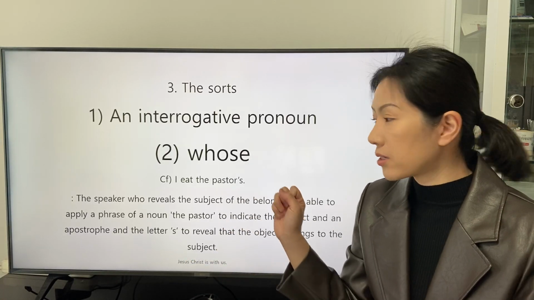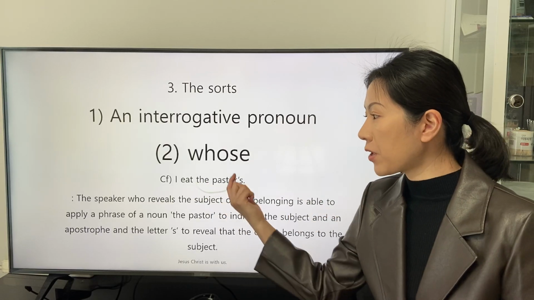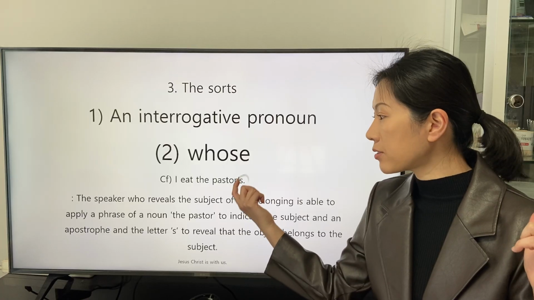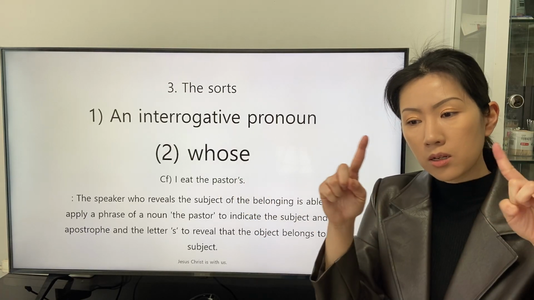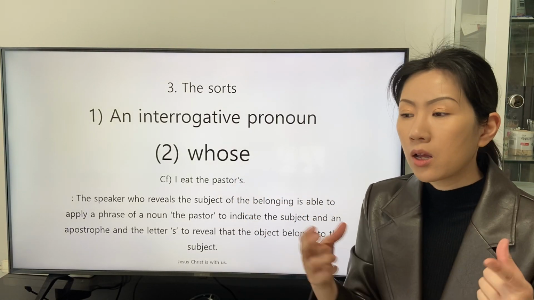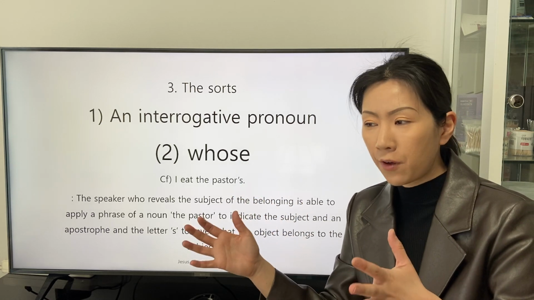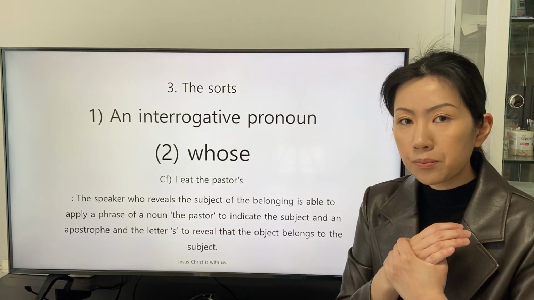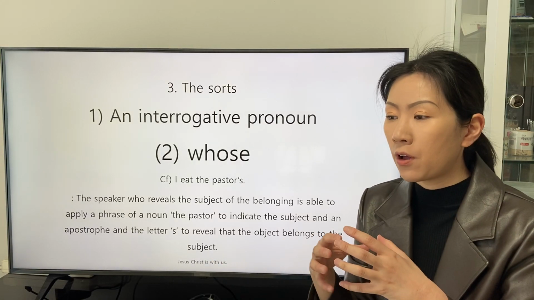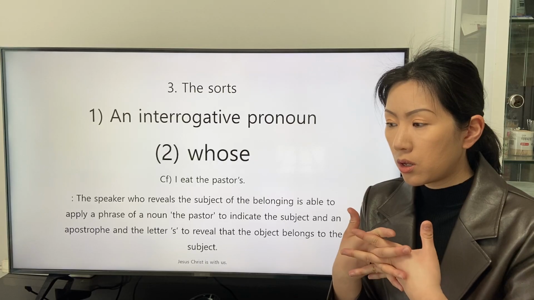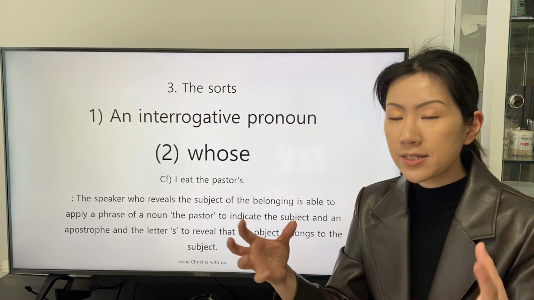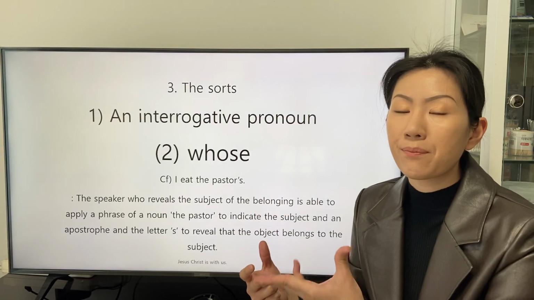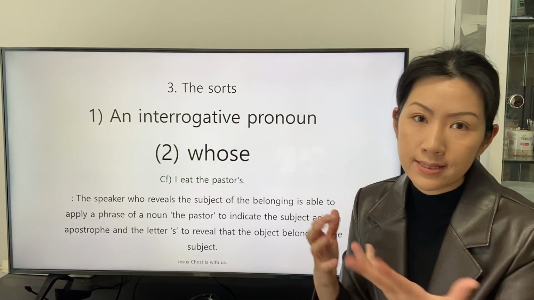So we can understand that the combination of the phrase of the general noun, the pastor, apostrophe, and the suffix s makes a phrase of a pronoun, a phrase that can replace the possessive pronoun, like his.